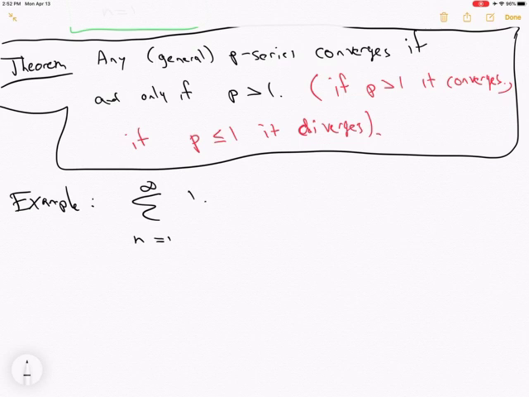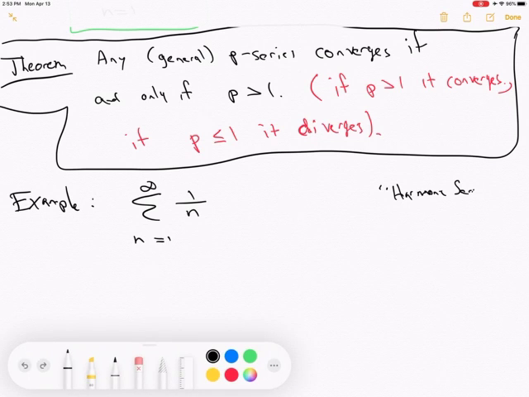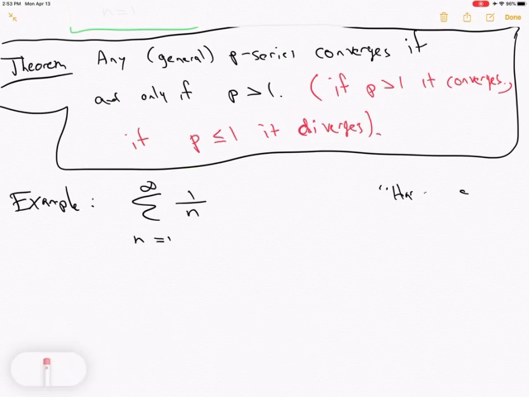Okay, so here, summation from 1 to infinity of 1 over n. So in the previous video, I told you that this series diverges, and I said that this was called a harmonic series. Just so you know, this is called the harmonic series.